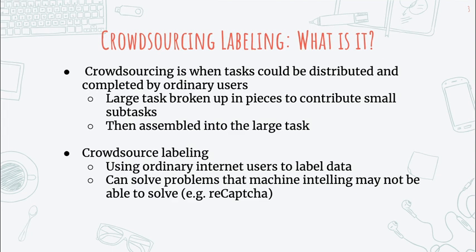Crowdsourced labeling is the use of ordinary internet users to label data, which can be advantageous. An advantage is that ordinary internet users are able to solve problems that machine intelligence cannot solve. An example of this is the system reCAPTCHA. Another is that crowdsourcing can also help divide large tasks into small ones, which can prove to be more accurate.